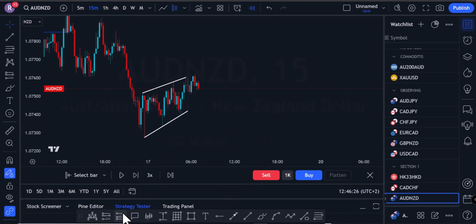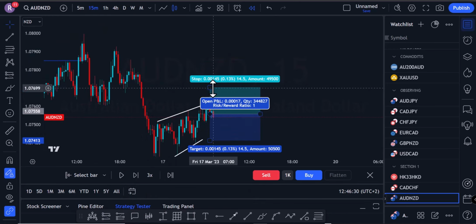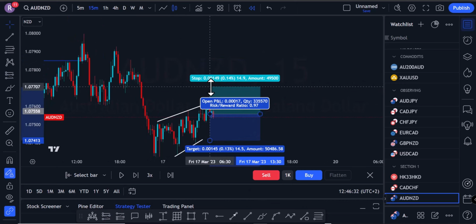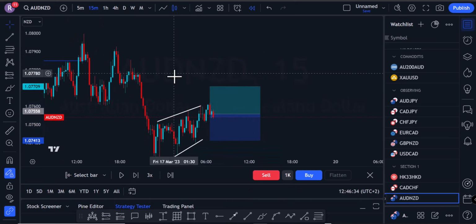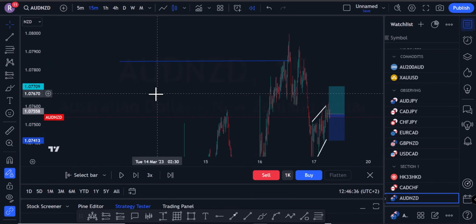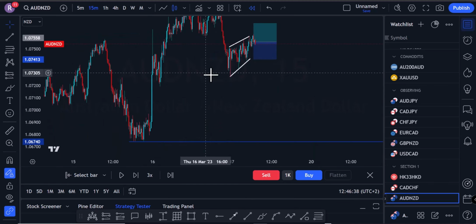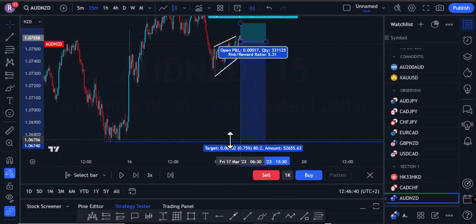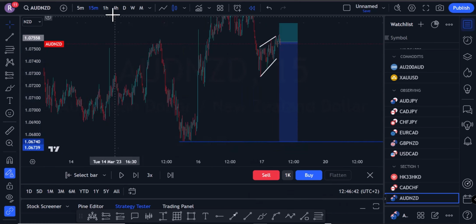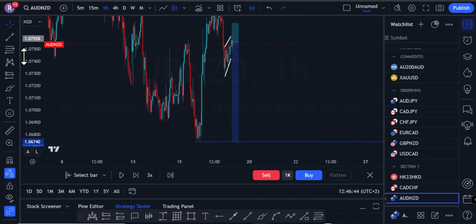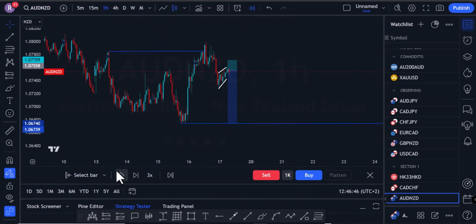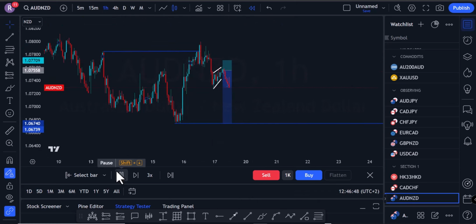Okay, so my entry was there, and by the way, I took this trade, guys. I remember it was last year, 2023. I remember taking this position in my funded account. But yeah, let's go to the 1 hour, and then we play the example, right? Okay, so now we're playing the example.